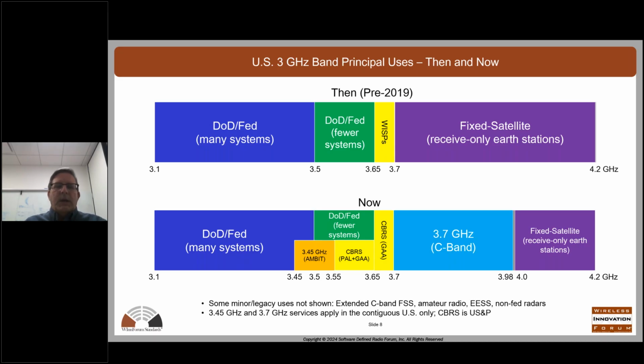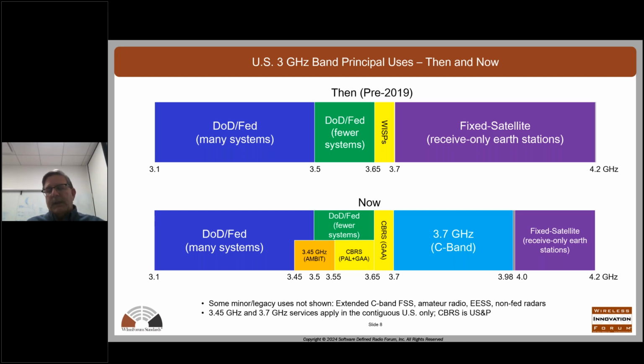So if I go in time order, the yellow part is where the CBRS, the Citizens Broadband Radio Service band, is now. So 3.55 to 3.65 is where PAL, the priority access licensees, and the general authorized access licensees operate. And then the 3.65 to 3.7 gigahertz portion is where the general authorized access systems only are allowed to operate. And so what happened was the WISPs that you see there in the top part, they were the Part 90 rules that they operated under.